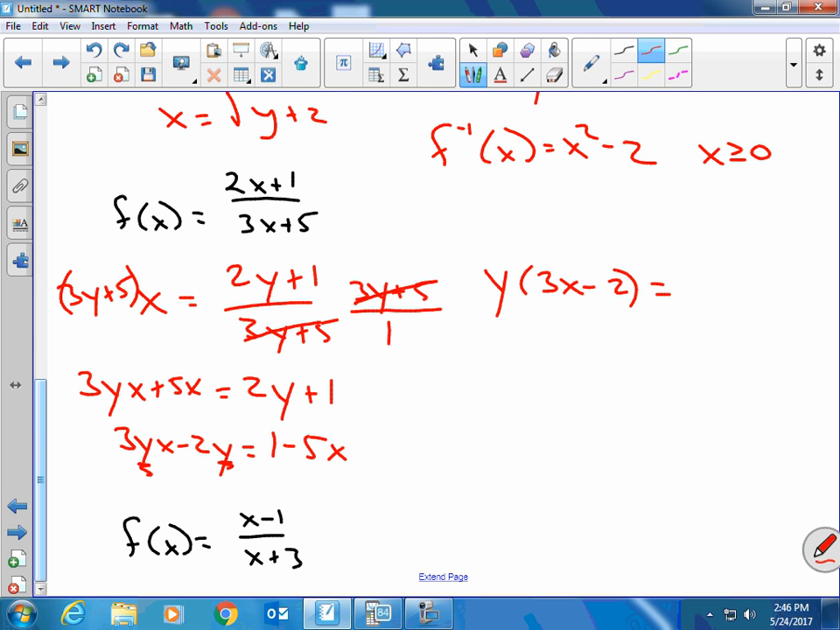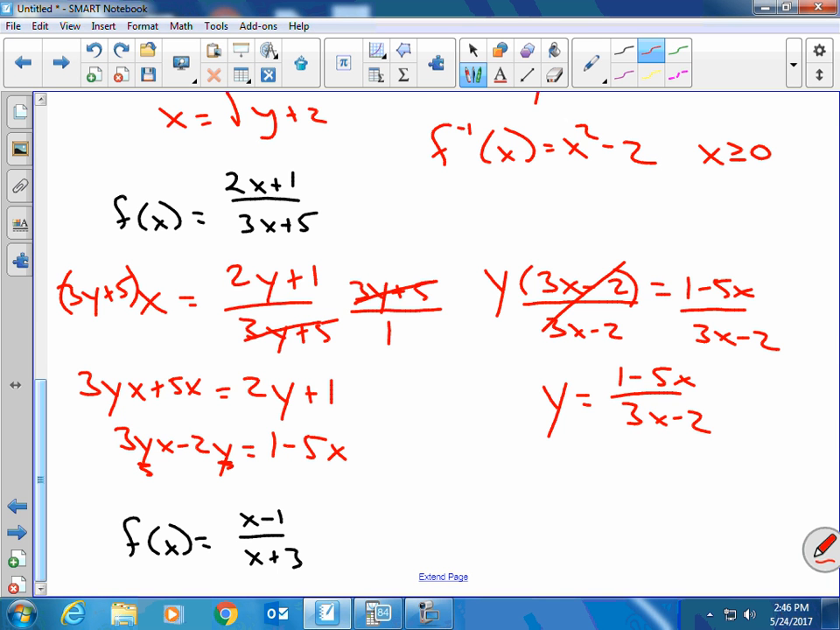On the right-hand side, I still have that. I didn't touch that. Well, now, if I had something like 2y, what would I do? I would divide both sides by 2. Well, I have something kind of like that. I have that big mess times y. So how do I get rid of something when it's being multiplied by y? I divide. And I end up with 1 minus 5x over 3x minus 2. Put it back in function notation. I get f inverse of x equals 1 minus 5x over 3x minus 2.